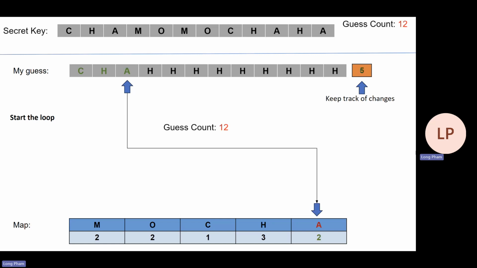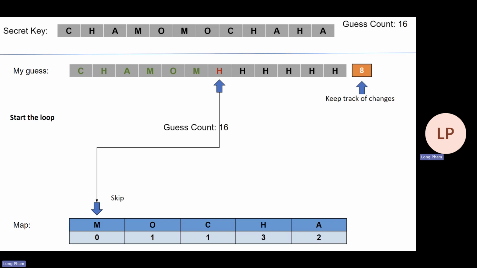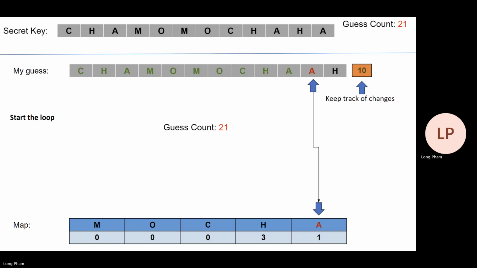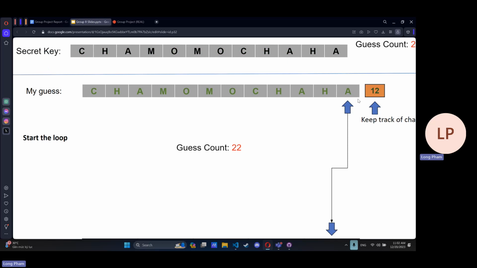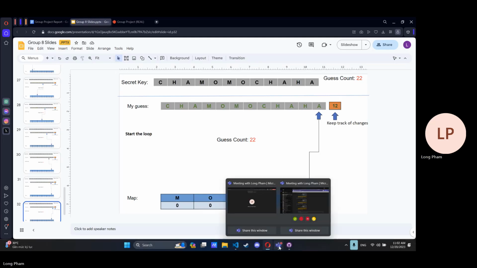So we continue to A. Oh, we see A. The new value is higher, so we know A is correct. Like that again, we continue. Oh, M is correct, we see the new value. So we continue toward the end. We see the guess count, and we find the guess count is 22. So this is our final solution. Thank you for watching.